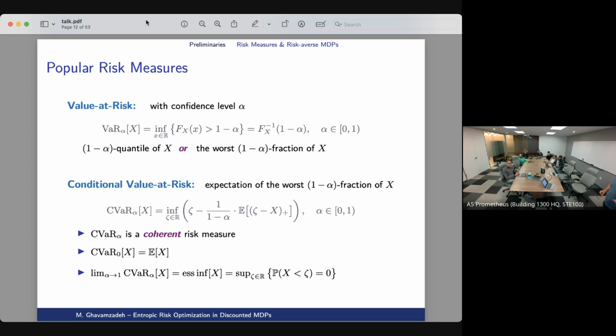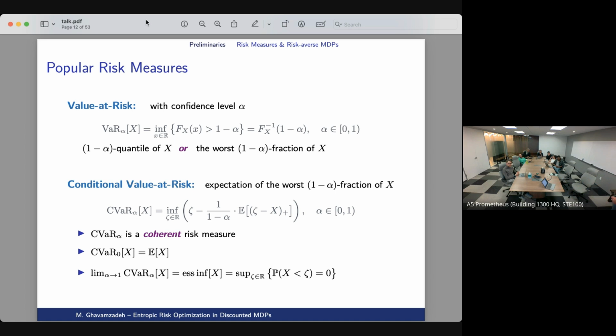And you can easily see that if alpha is equal to 0, then that bad tail becomes the whole distribution. So CVAR is basically the expectation. So it's very simple to see. And then the other limit of it is essentially the infimum.